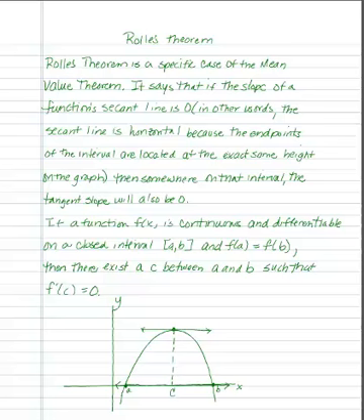Okay? So the function is continuous and differentiable on a closed interval. You see that f of A is equal to f of B. Then according to the theorem, there exists a C between A and B such that f prime of C, or the derivative at C, which is the slope of the tangent line at C, is equal to 0. And that's pretty much Rolle's theorem.